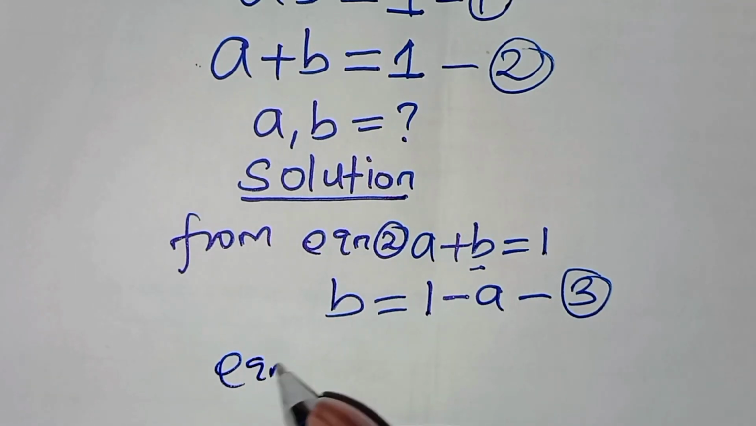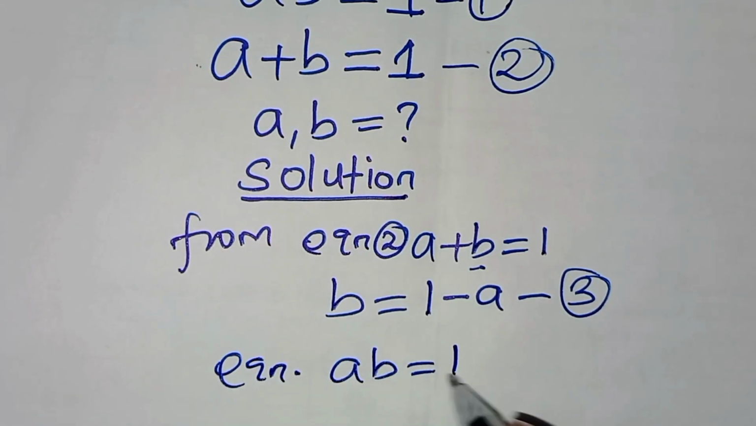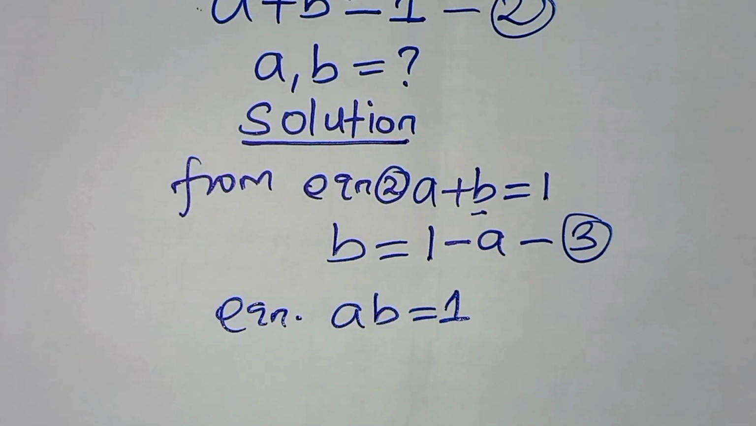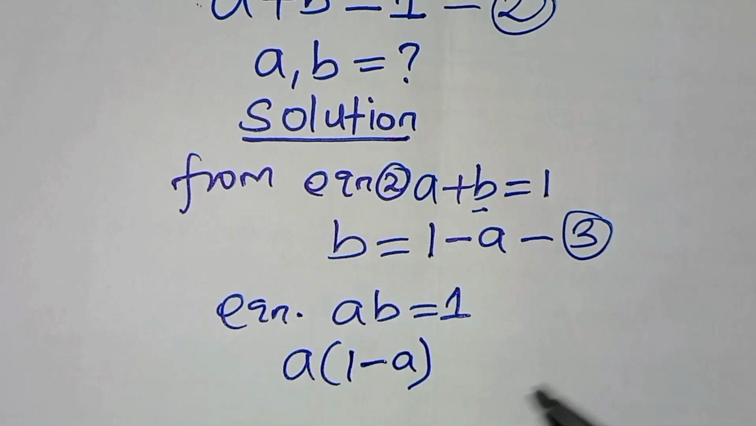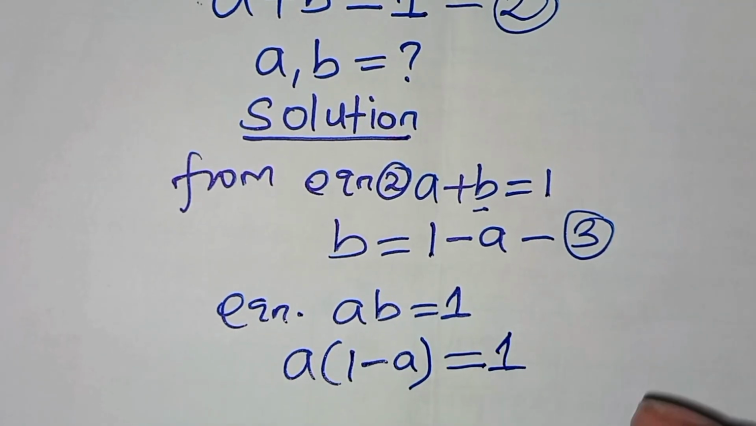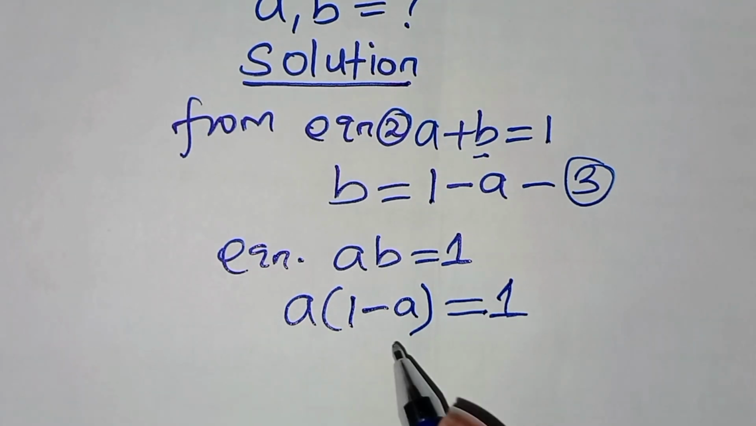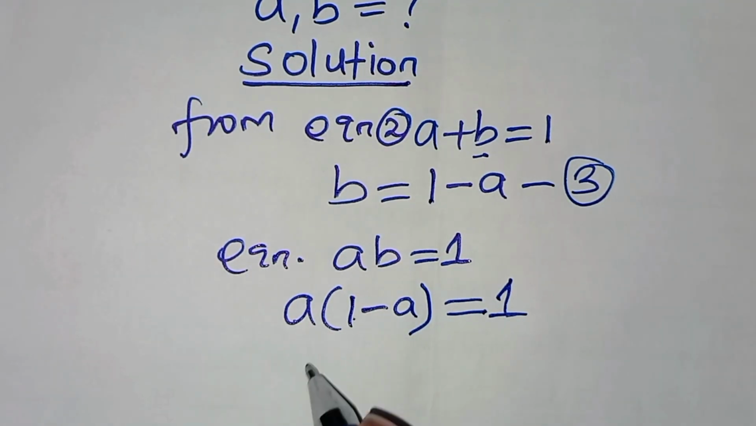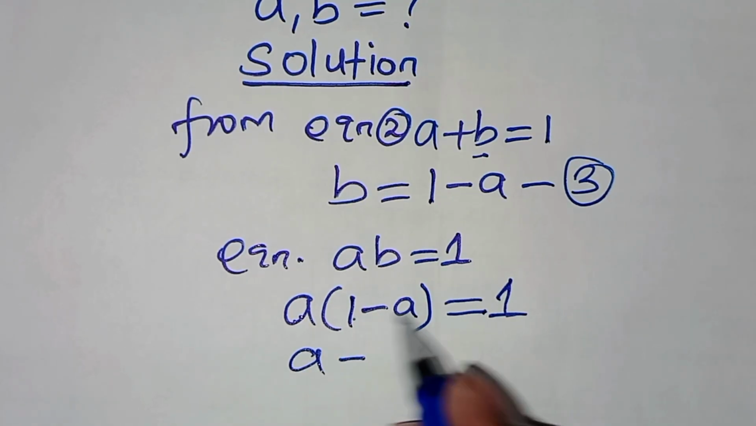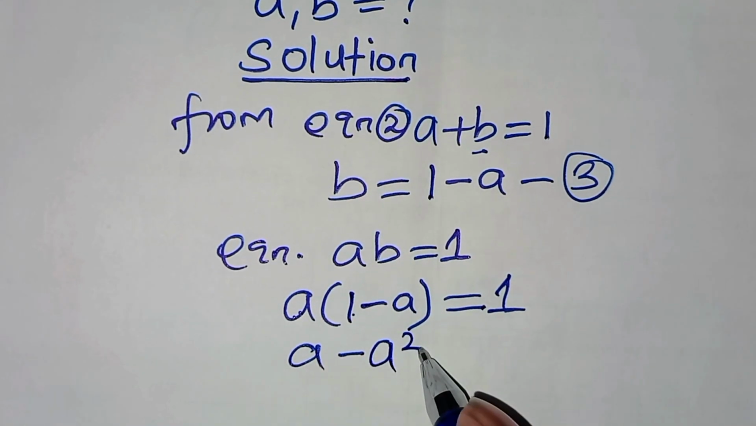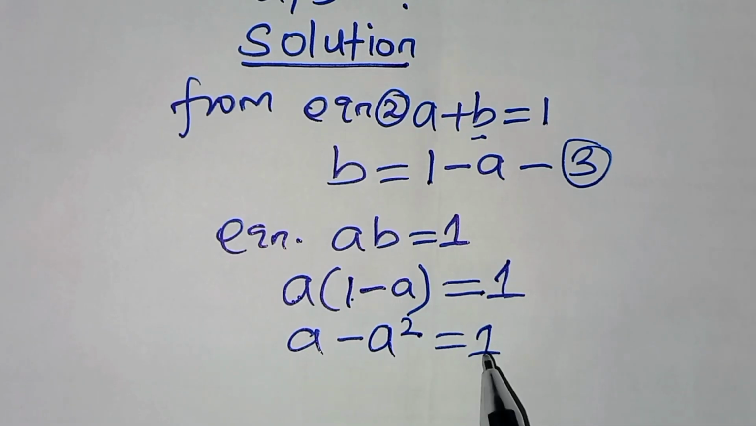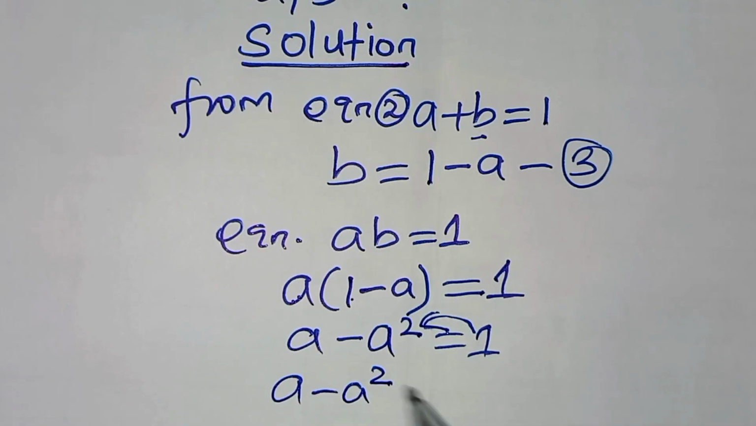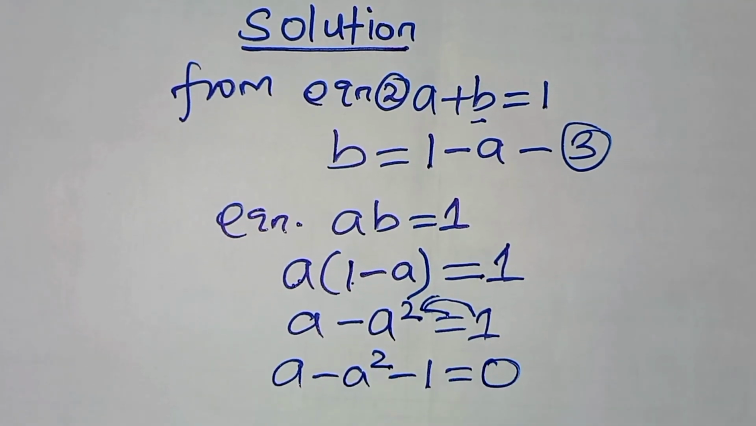So remember that equation 1 is a times b equals 1. Let's substitute b. So the value of b here is equal to 1 minus a, and this is equal to 1. So now let's open the parentheses here. We'll have a times 1, this is a, subtract a times minus a, which is minus a squared, this is equal to 1. The next step here, let's take 1 on the left hand side so that we'll have a minus a squared, subtract 1, this is equal to 0.